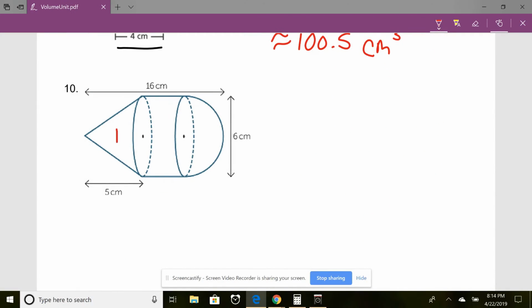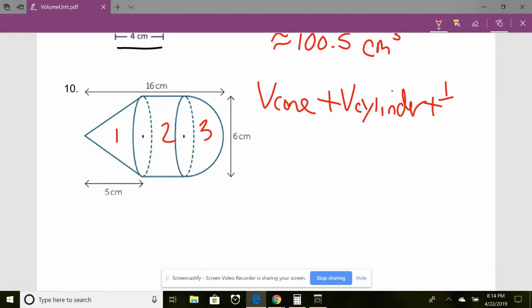So in this one, we have a cone, and we have a cylinder, and we have a half of a sphere, not a full sphere. So we have the volume of a cone plus the volume of a cylinder plus the volume of a half sphere. All right. So you can do this one on your own. You can figure out the dimensions of each figure and plug them into the formulas and evaluate at the very end. But that's it for today's video.